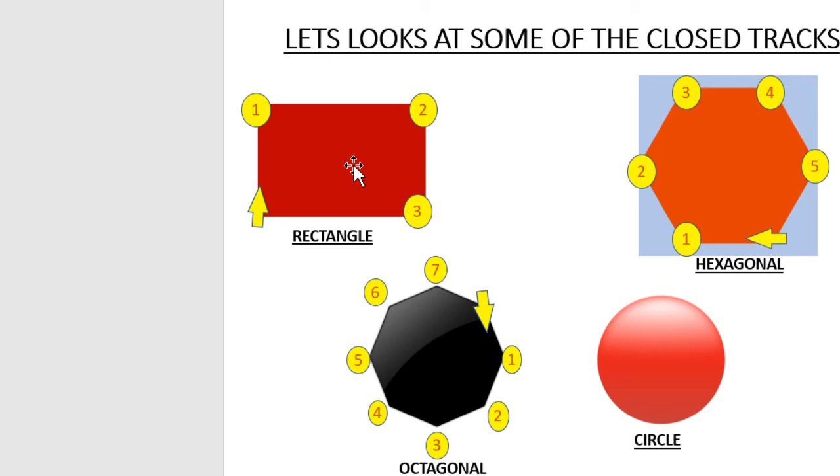Now look at the hexagon. Suppose I start my journey here. I'm traveling straight, and at the first point I change my direction. Then the second time I change my direction, I go like this. Third time I change my direction, fourth time again, fifth time again. After changing my direction 5 times, I reach the same original position from where I started my journey. So if I change my direction 5 times, what kind of figure am I going to get? I'm going to get a hexagon, right?